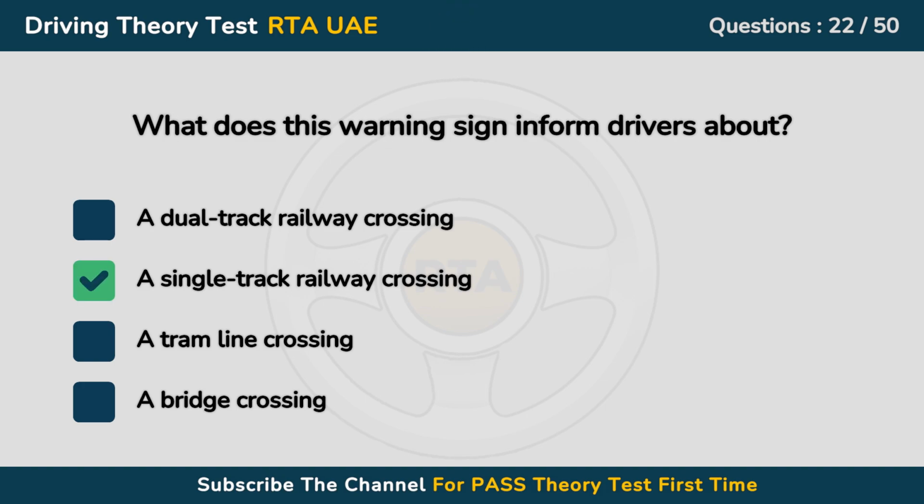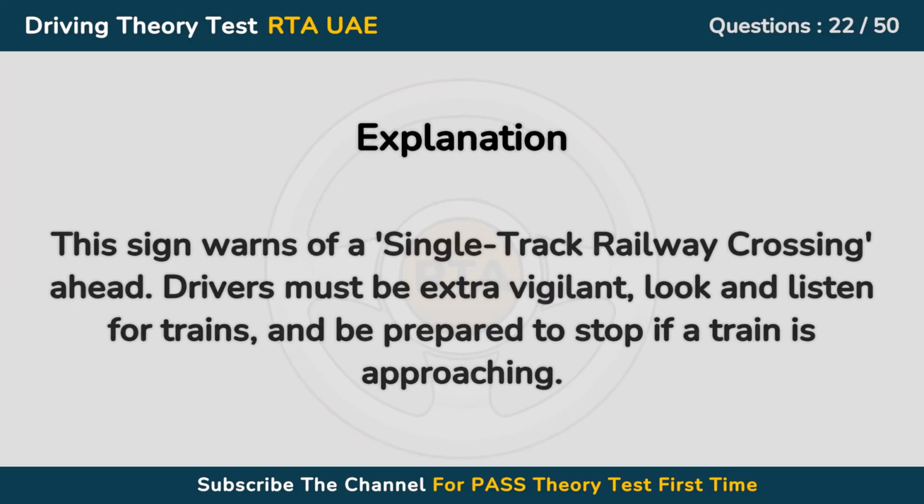Answer is B. A railway crossing. This sign warns of a railway crossing ahead. Drivers must be extra vigilant, look and listen for trains, and be prepared to stop if a train is approaching.